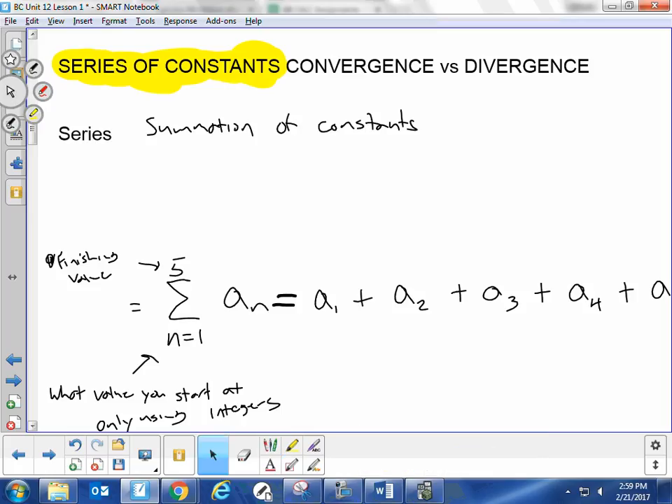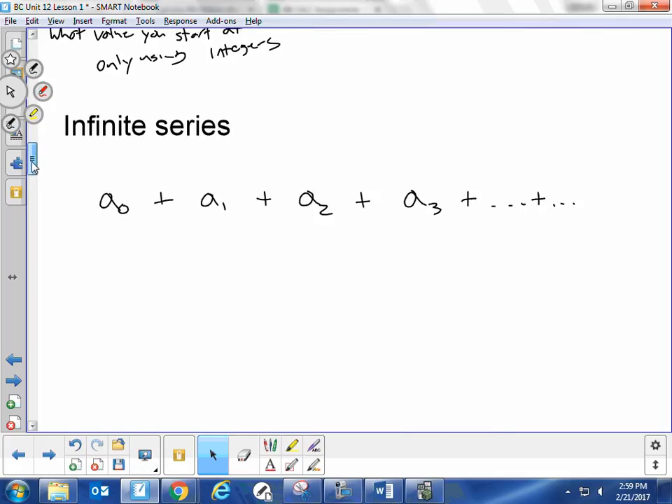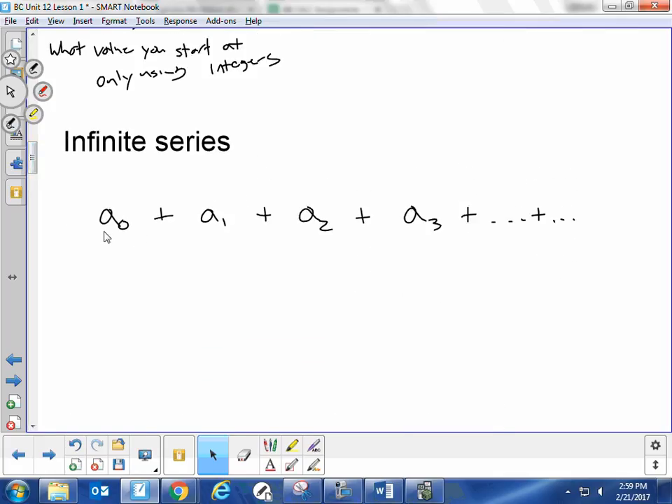Okay? Now, if I give you a set of finite terms, they're going to converge for sure. They're going to hit a number, okay? But that's not what we're going to deal with this unit. We're going to look at infinite series, where we'll go from a certain value all the way towards infinity. I don't list it as a sub-infinity, but you'll get the idea.